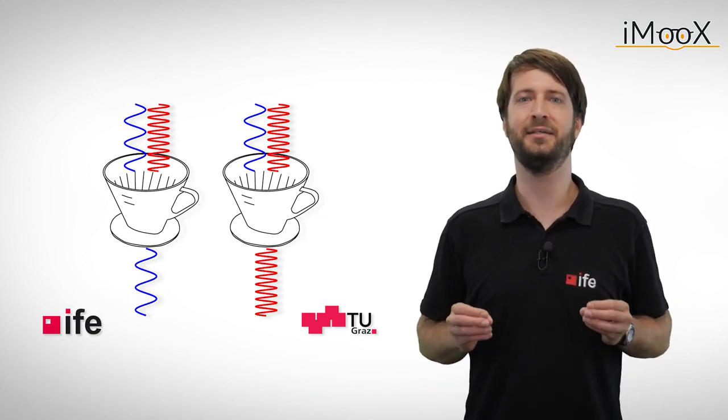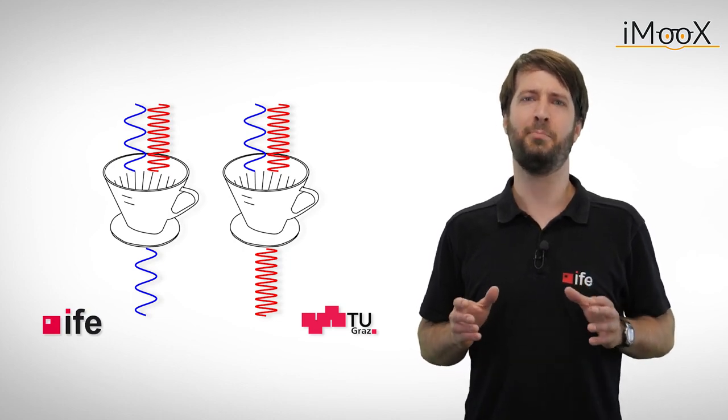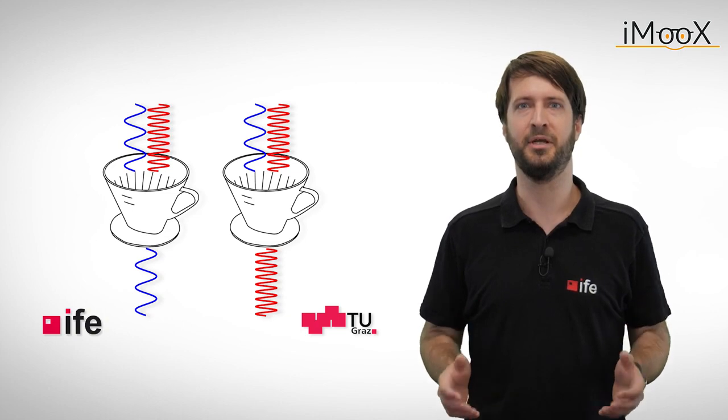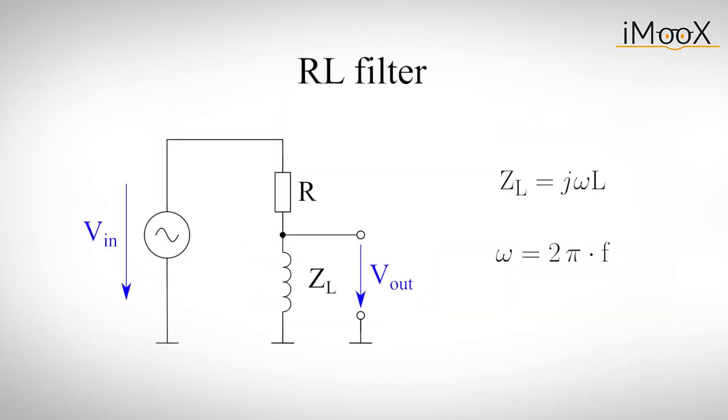Fortunately, there is another important yet a little more bulky passive component which can help us to solve this problem: the inductor. Just like with the capacitor in our last video, we can connect a resistor and an inductor in series, which will give us a simple high-pass filter.